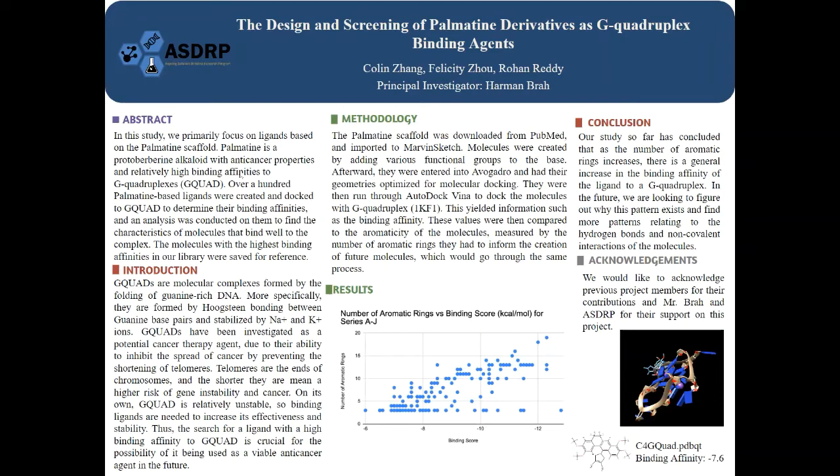We created a molecular library of over 100 ligands based off of the scaffold, and then docked each molecule to GQUAD using AutoDock Vina, an open source software application for modeling simulations. The generated binding affinities were recorded, and analysis was conducted on the entire library to determine the features of palmatine derivatives that bind well to GQUAD.